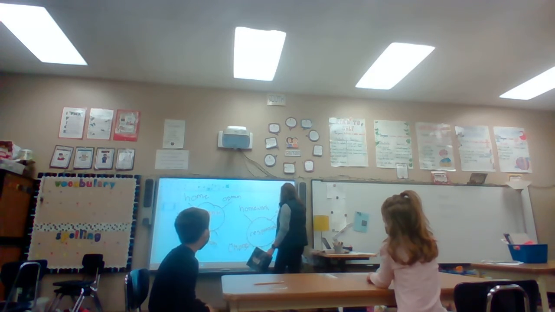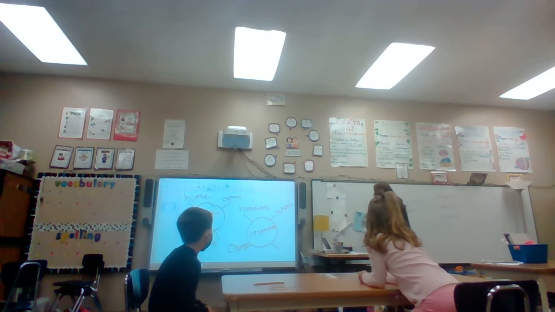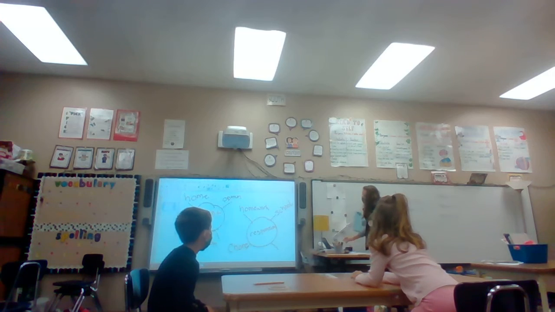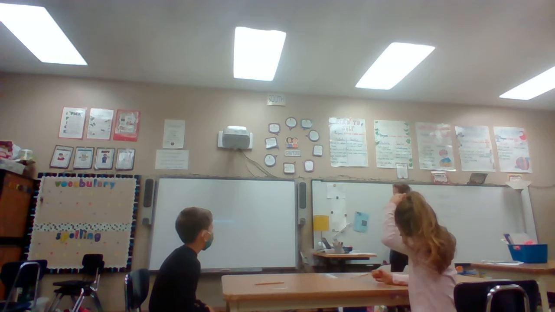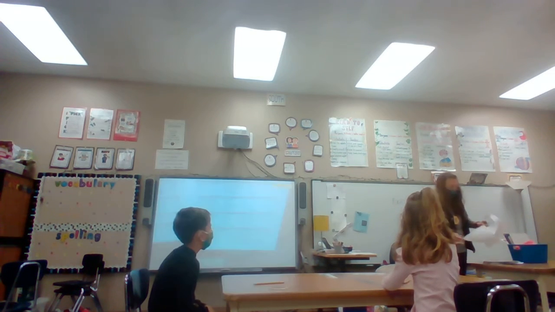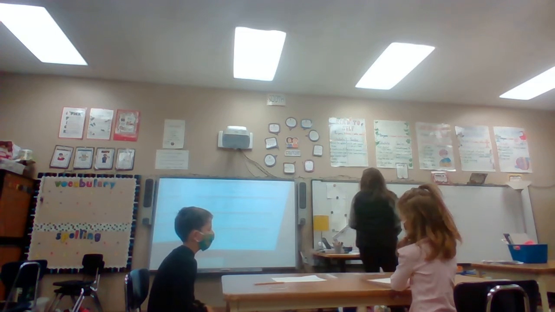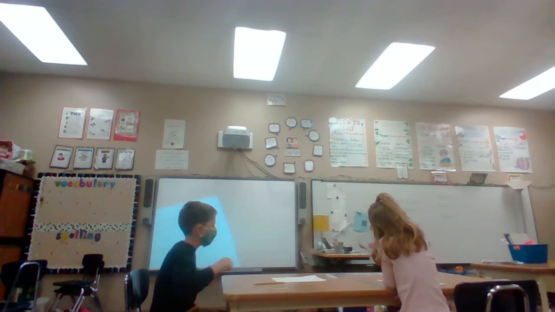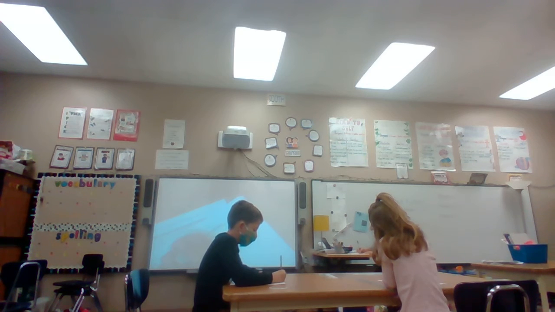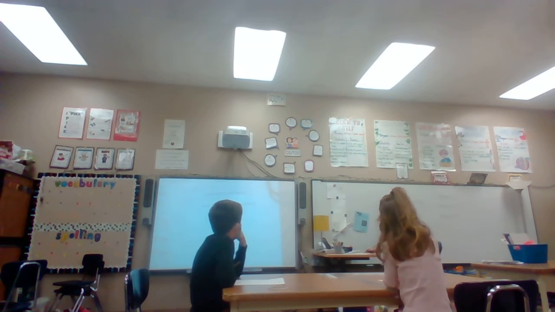Okay, so there's some ideas. What we're going to do now is I'm going to model for you what we're going to do on this paper. So you each have a pencil and you each have a paper. I'm going to give you one of these papers. Okay, so at the top, I want you to write your name. I'm going to give you about 10 seconds to write your name, and then we're going to move on. I'm going to write Mrs. G.